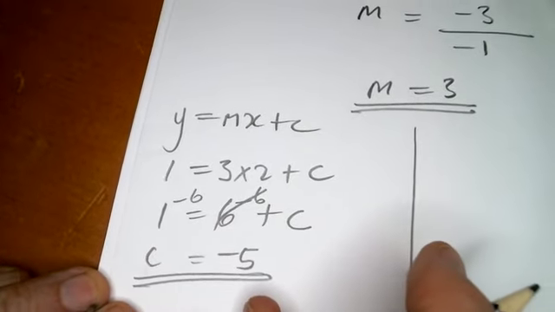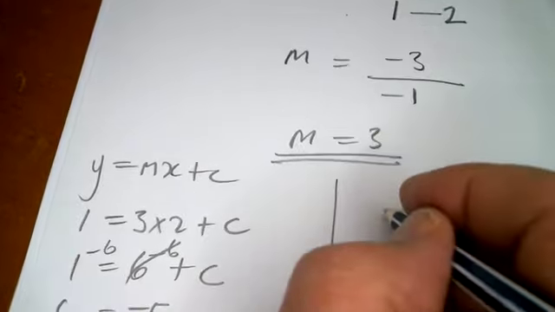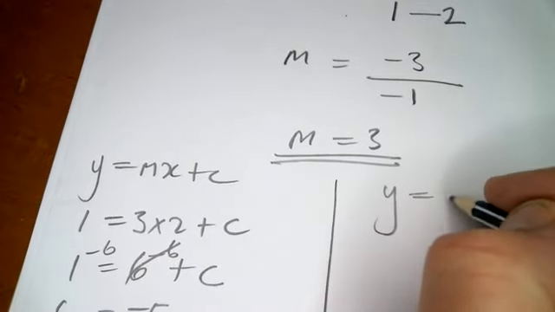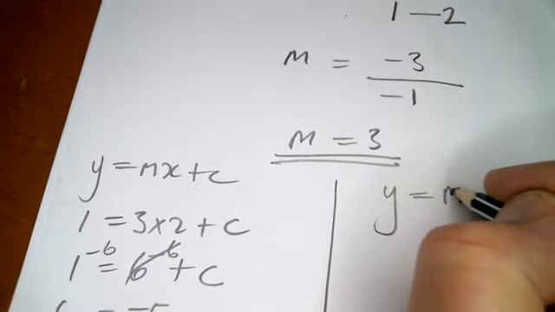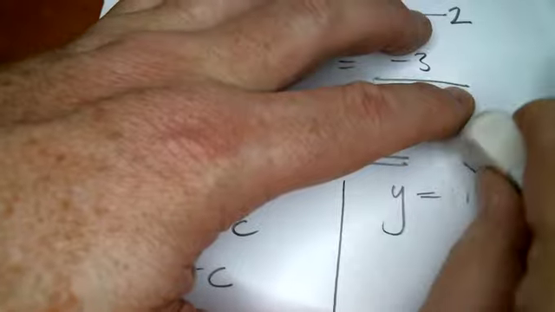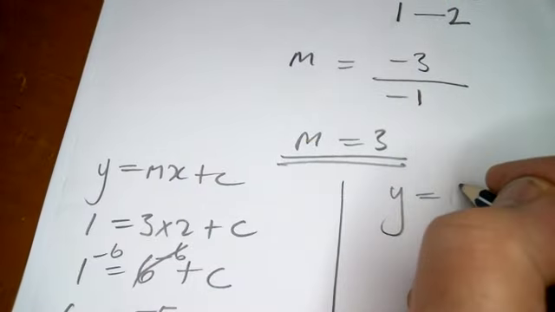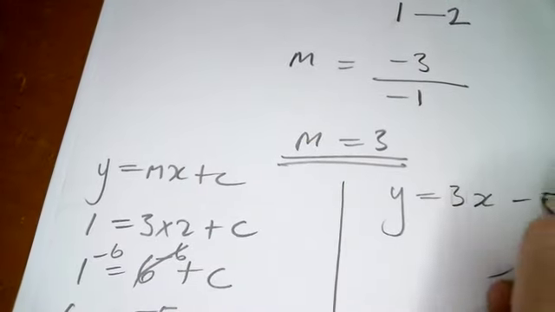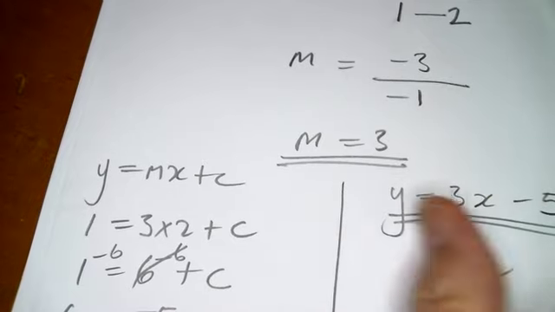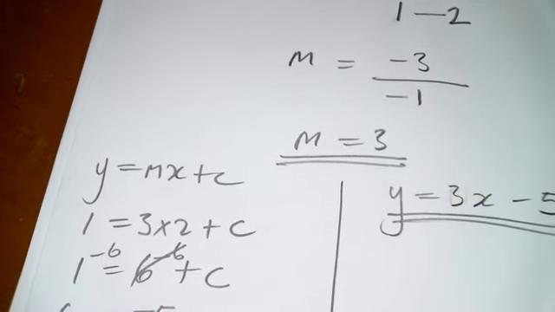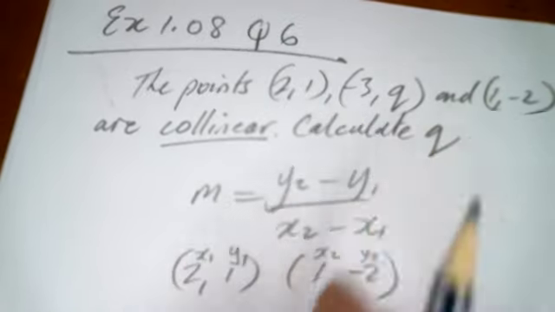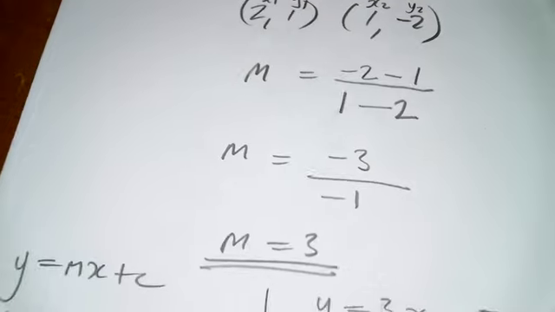So my equation now is going to be y is equal to m, which is 3. I'll write this in. So I want to say y equals mx, it's going to be 3x minus 5. That's the equation of the line I'm dealing with. And we want to find out if x was negative 3, what would be q? So let's find out.